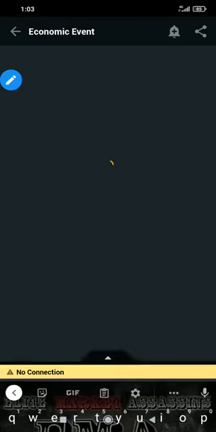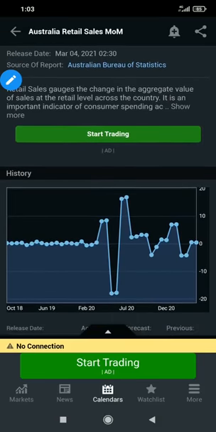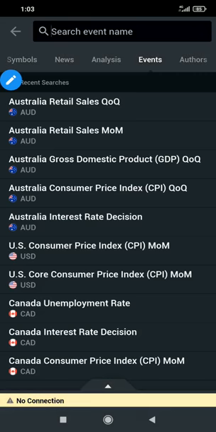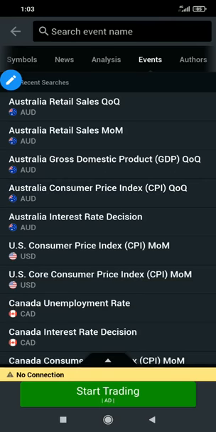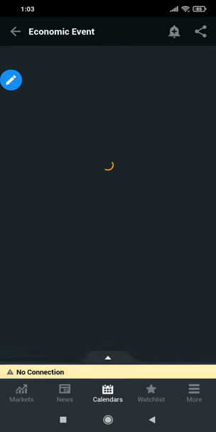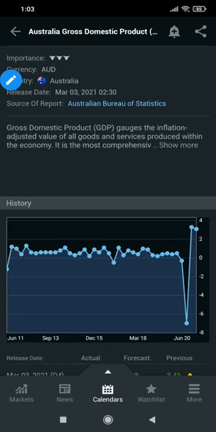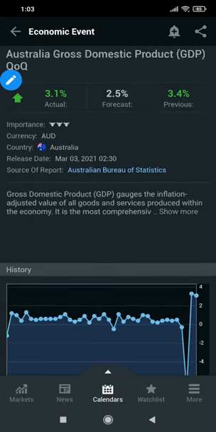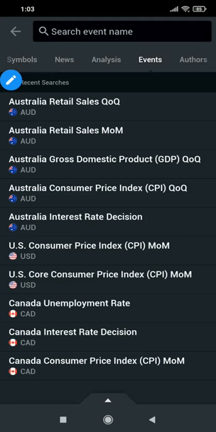Then another retail sales. It was also negative. So retail sales overall was negative. Then we go to the GDP. Okay, it's still loading. The GDP, we found out that it was positive. The reading was positive. So the retail sales were negative, the GDP was positive. So it's 1 negative and 1 positive.